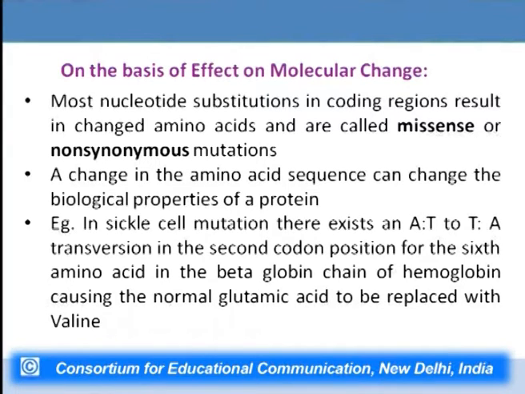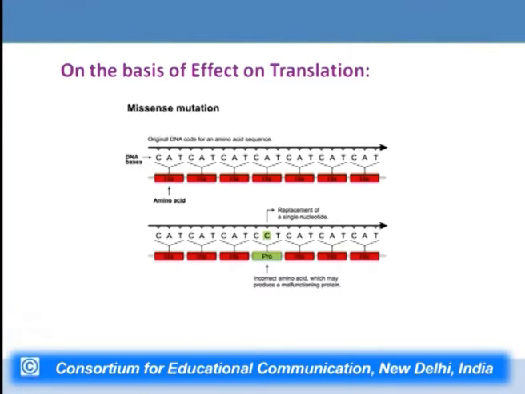Example, in the sickle cell mutation, there exists an AT to TA transversion in the second codon position for the sixth amino acid, leading to the replacement of glutamic acid with valine. The normal amino acid is glutamic acid. So, in this particular case, the red blood cells have hemoglobin which forms needle-shaped crystals, and the RBC becomes sickle cell in shape. So, this panel shows how a missense mutation can lead to incorporation of the incorrect amino acid, which may produce a malfunctioning protein.